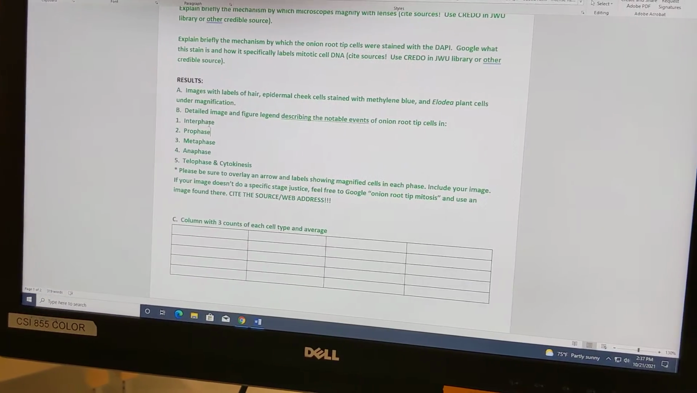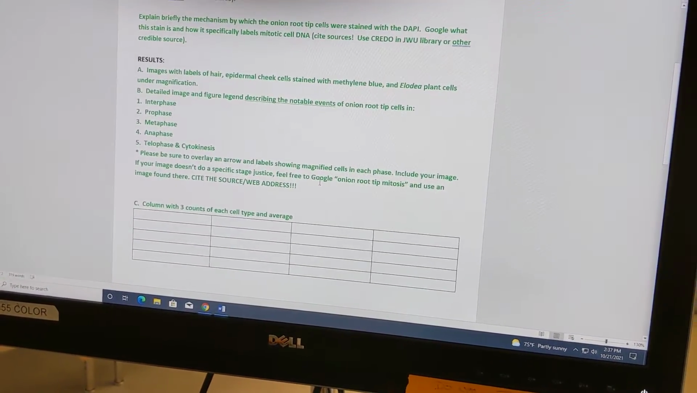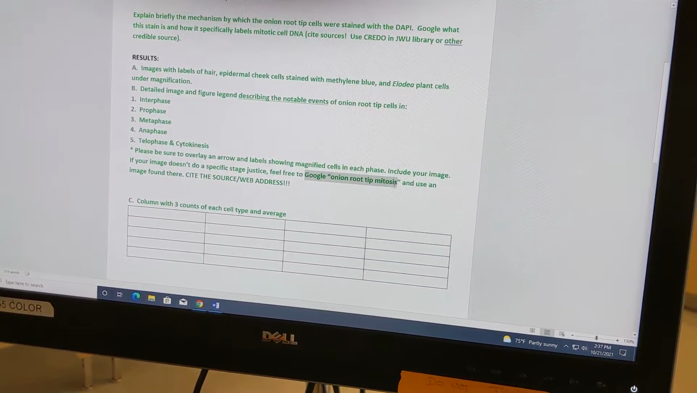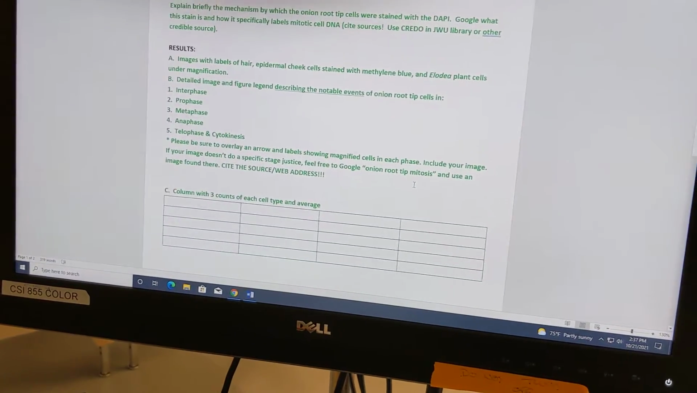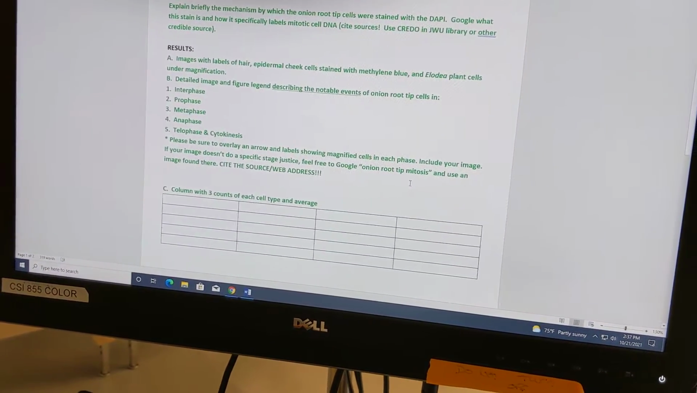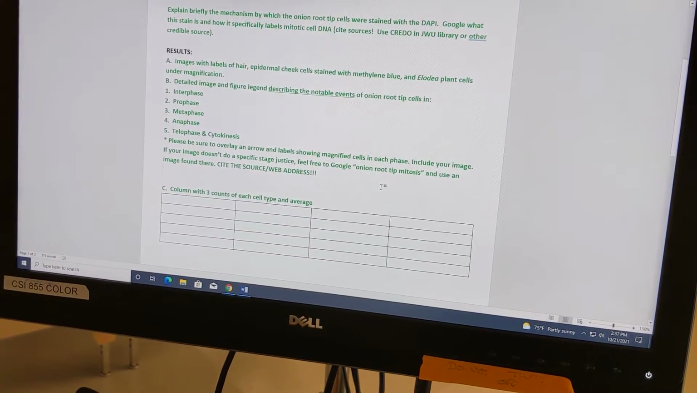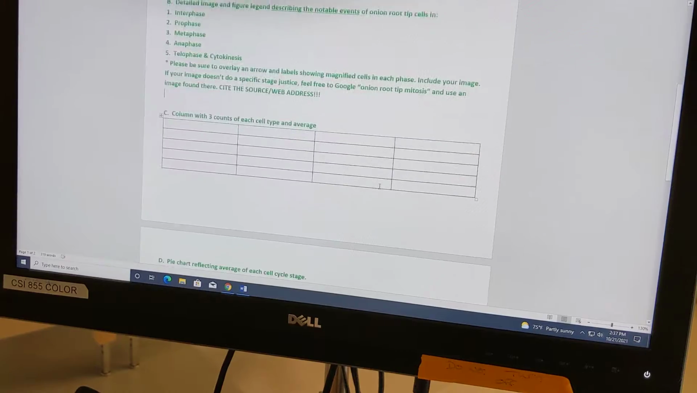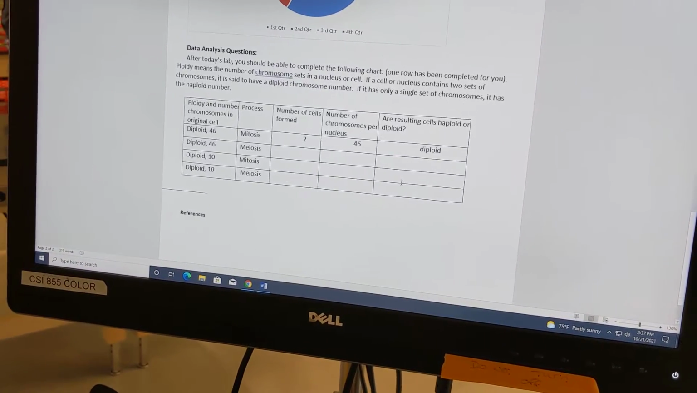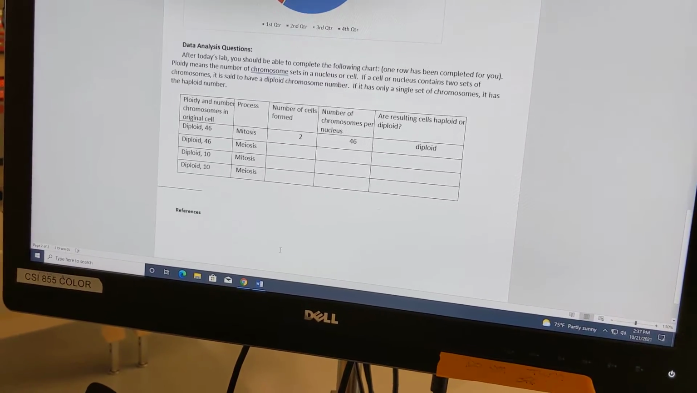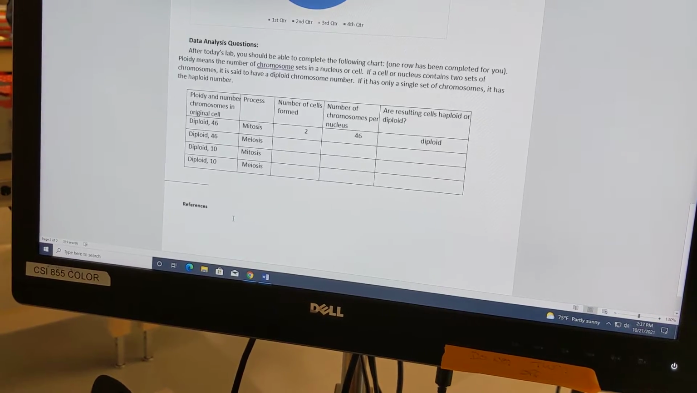And again, if their picture stinks, I'm fine with them Googling one of those beautiful pictures of an onion root tip and using that as their example to overlay the colors or the arrows or the letters or whatever it is that you're going to have them identify their different cell types or their different mitotic stages with. Hopefully that makes sense. And then there are some questions at the bottom which are very straightforward. It's almost embarrassingly straightforward. And then they'll put their references in at the bottom.